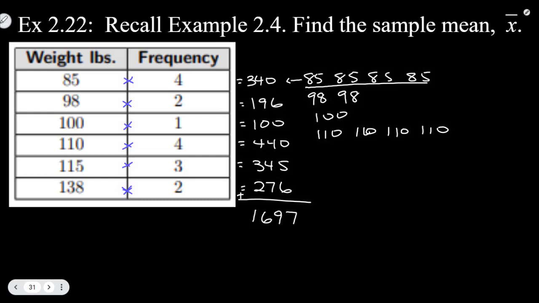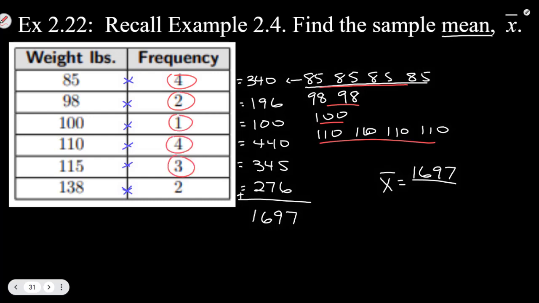1,697. Now we are finding the sample mean, so this is going to be x bar, and it's going to be 1,697 divided by, and then we have to figure out how many total people we were adding up. Now, if you're looking over here, you can see it's not just 6 values from our rows, it's 4 values here, 2 more here, 1 more there, and so we've got to add up all of these to find our total. So 4 plus 2 plus 1 plus 4 plus 3 plus 2 is 16. That is our total number of values, so that is what we are going to divide by here.